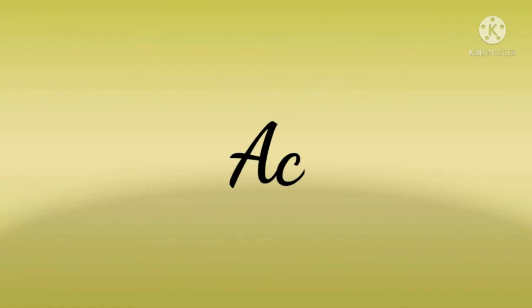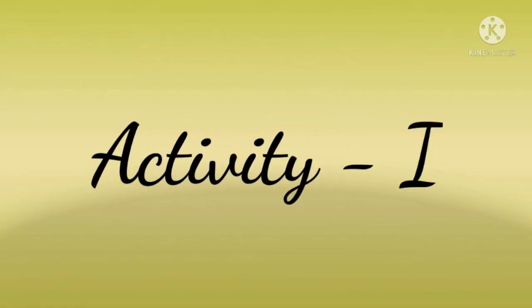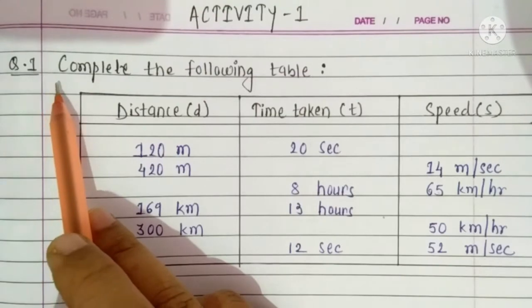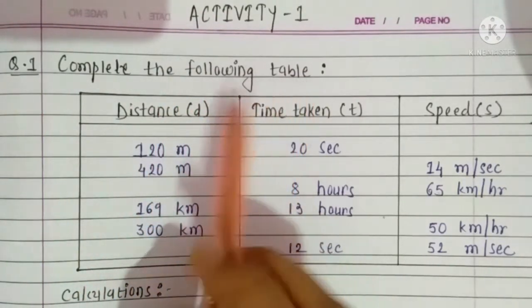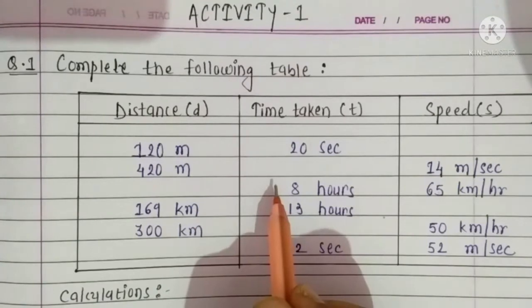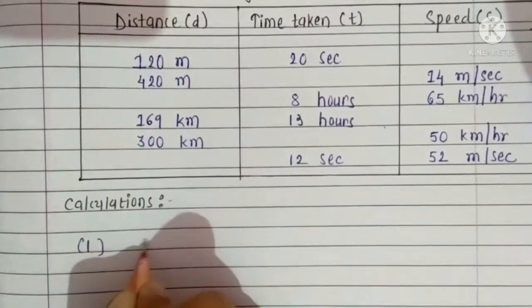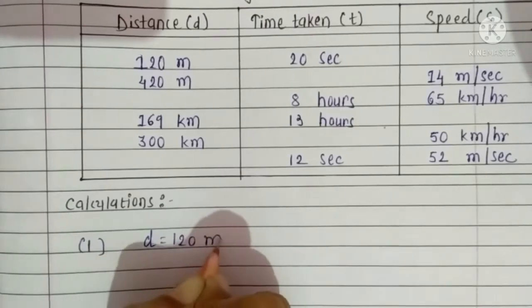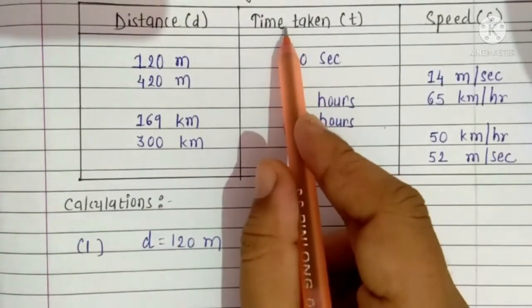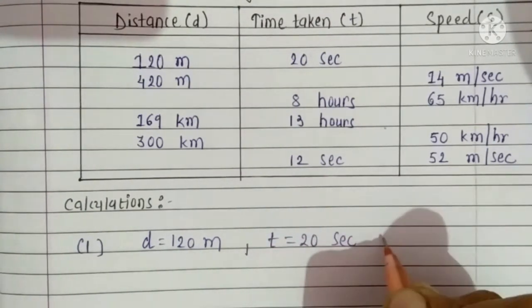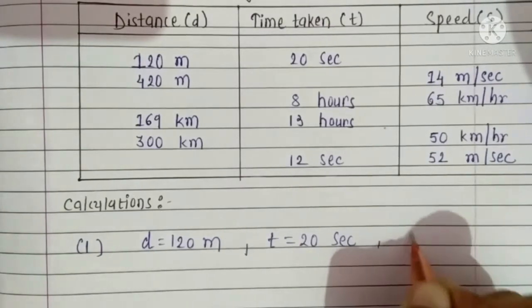Now we are going to start activity 1, which is based on speed, distance and time. First, we solve question number 1. Complete the following tables. We complete this table by finding unknown values. First, distance D is equal to 120 meter and time taken T is equal to 20 seconds and we want to find speed S.